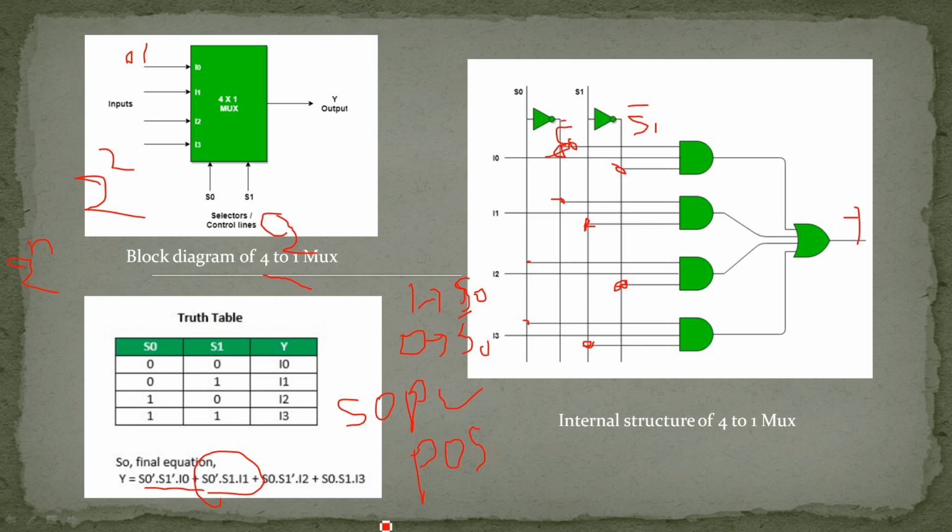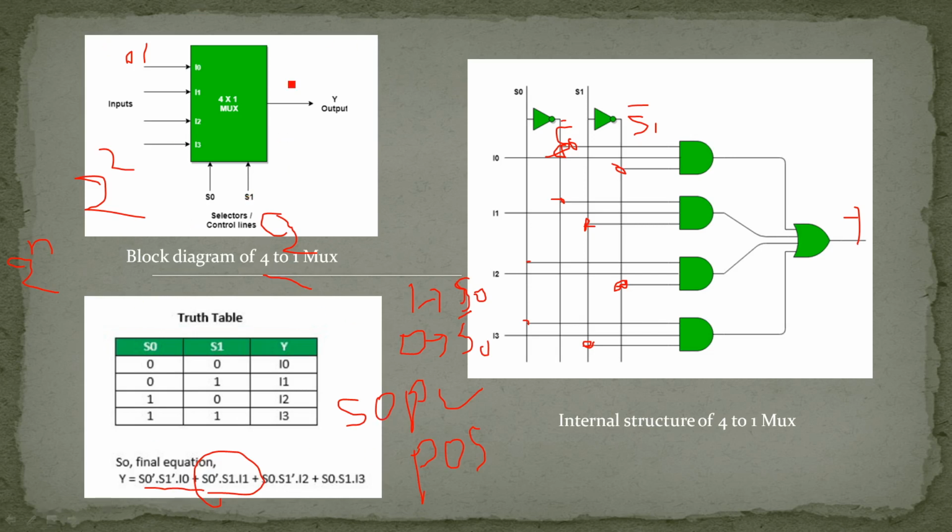To design a multiplexer, first you have to find the rough block diagram of that particular multiplexer, and based on the logic of that particular multiplexer, you make a table, truth table. Based on the truth table, you find the equation, that may be either sum of product or product of sum. Based on the equation, you just implement the internal structure of 4-to-1 multiplexer. If it is the 8/1 or 8-to-1 multiplexer, it follows the same rule.